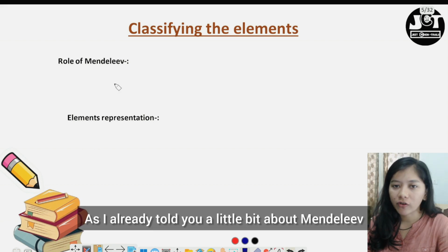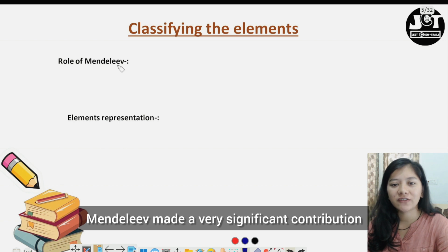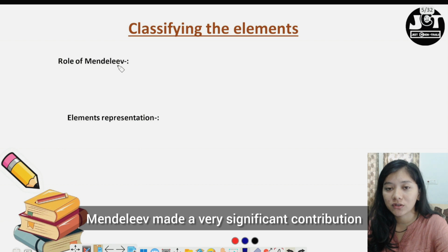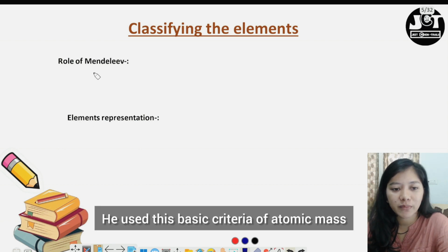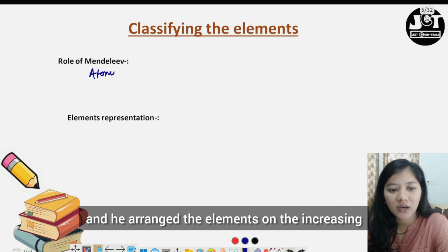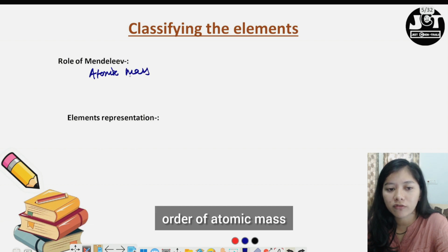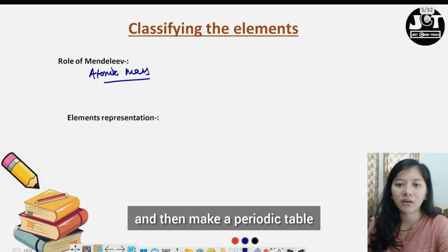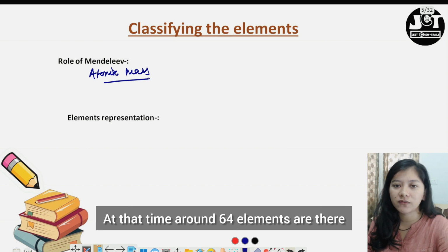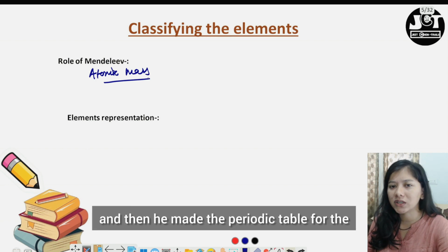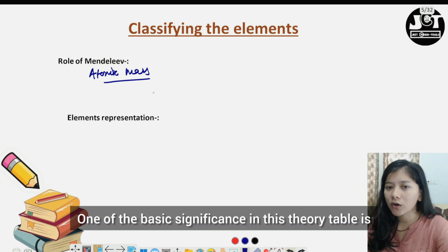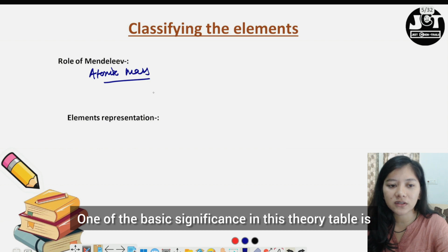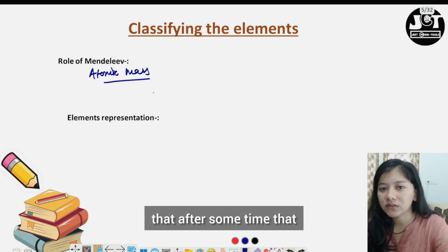As I already told you a little bit, Mendeleev made a very significant contribution to the periodic table, right? He used the basic criterion of atomic mass and arranged the elements in increasing order of atomic mass and then made a periodic table. At that time around 64 elements were known, and he made the periodic table for around 48 to 49 elements.